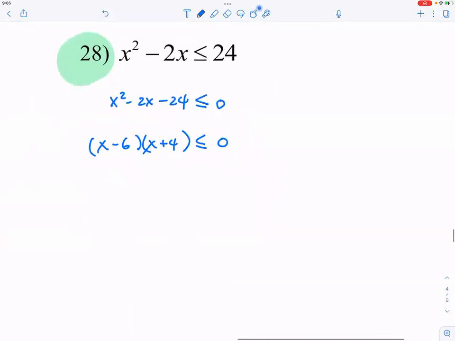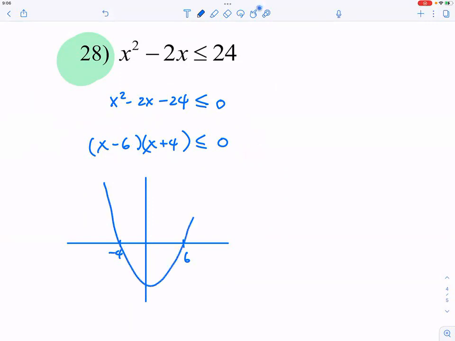So you can make a quick graph with the x-intercepts of 6 and negative 4. Okay, so something like this. And since we want the graph to be less than or equal to 0, we just want this portion of the graph.